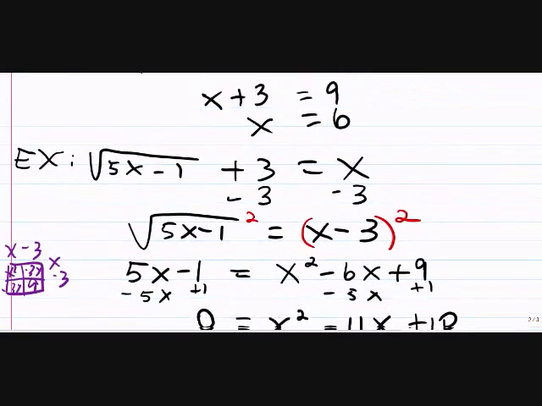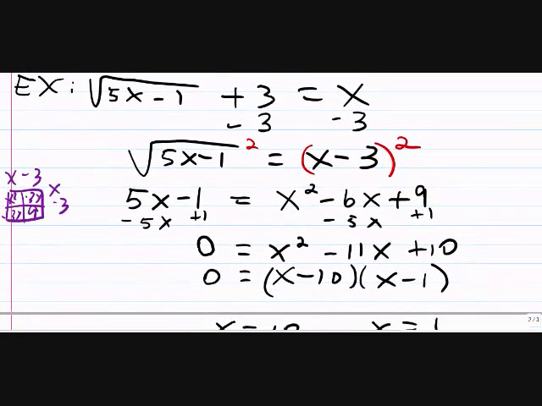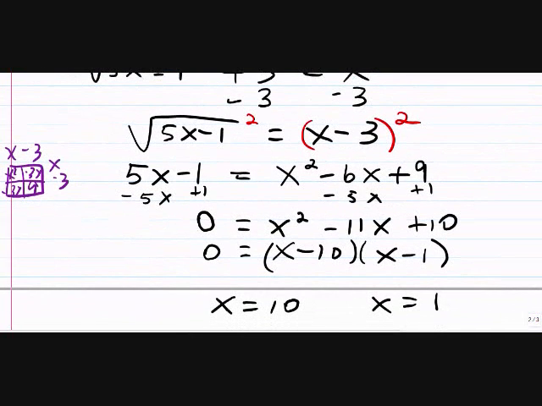Two numbers multiplied to give me 10 are negative 10, negative 1, and their sum is negative 11. Yeah, that's all I've done. Okay. Let's go back and check our answer here.